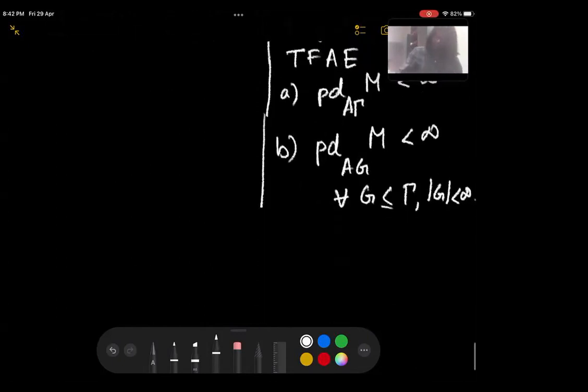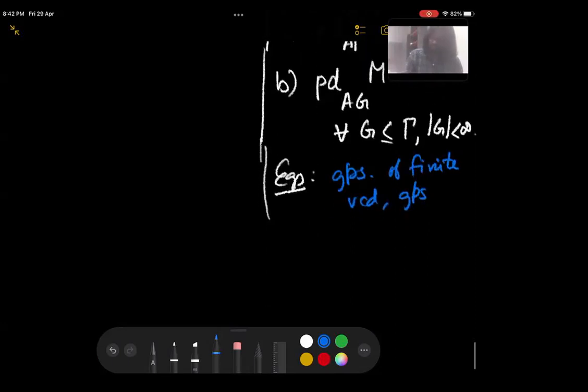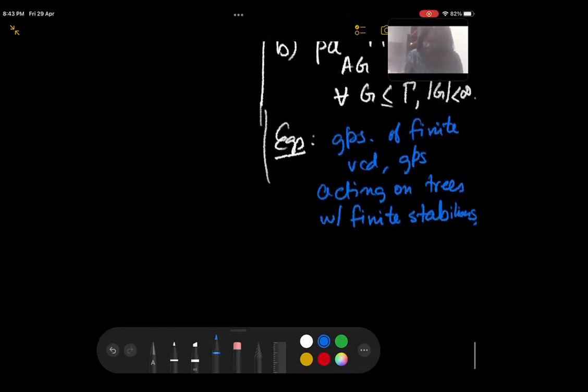So some examples and some non-examples. Let me just do it quickly. Examples are groups of finite virtual cohomological dimension, and groups acting on trees with finite stabilizers. The thing is, you can't really do type phi stabilizers, you can't iterate like that. It's a result by me, but it's actually not very difficult to show.